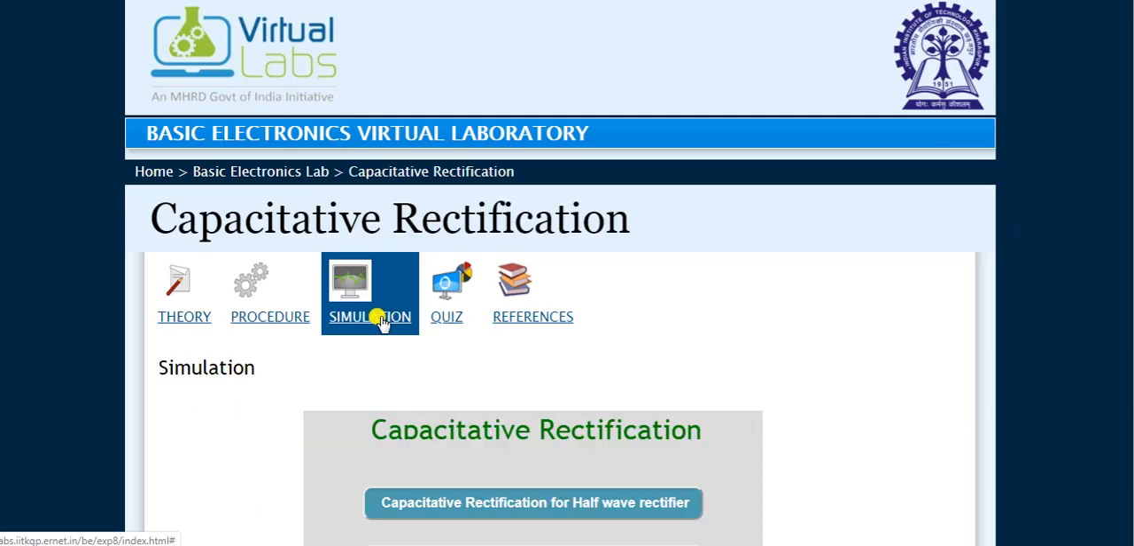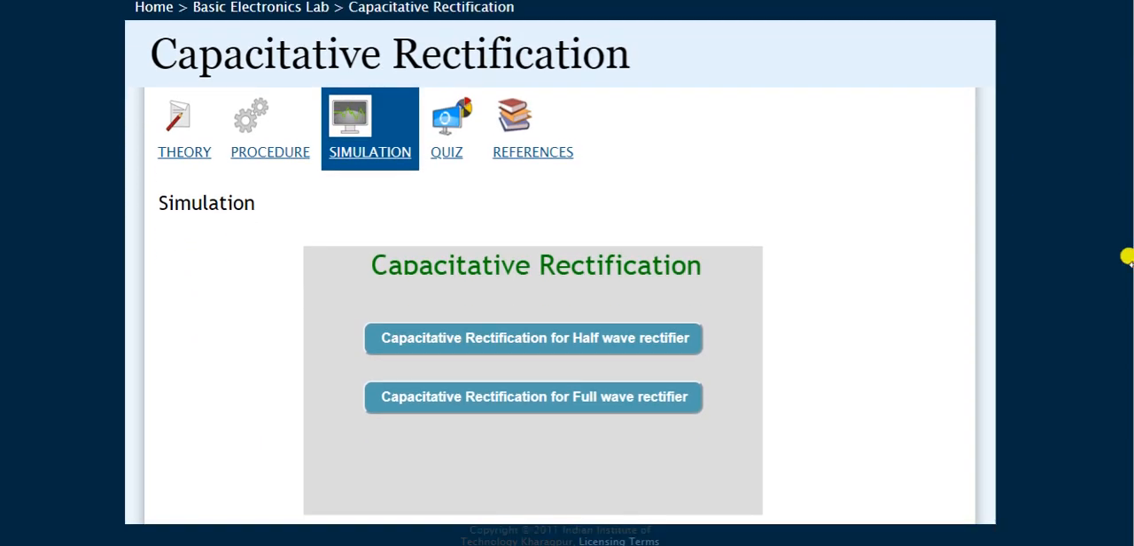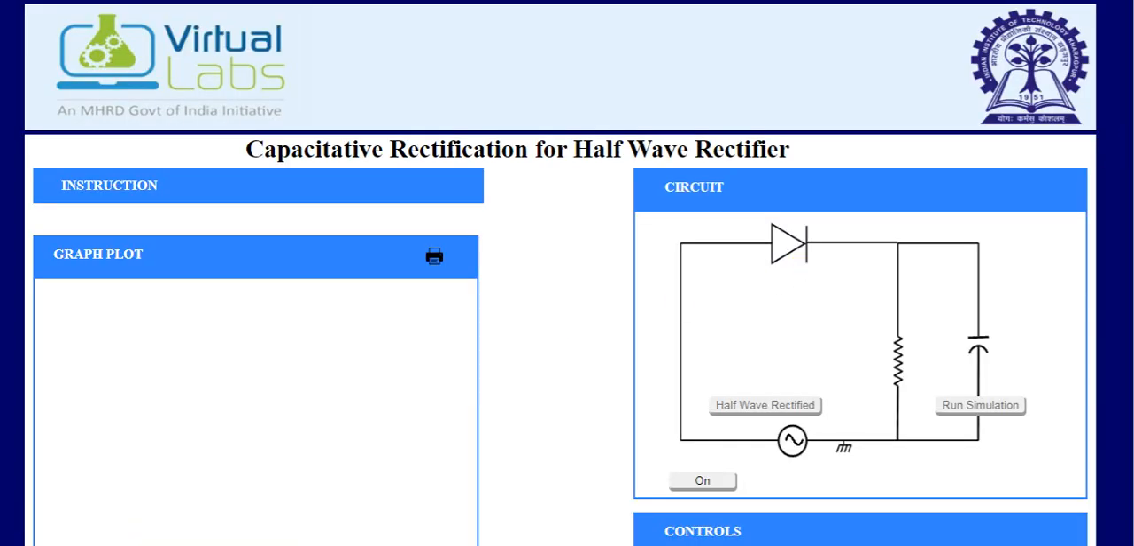By clicking on simulation we will find two experiments. First is capacitive rectification for half wave rectifier, and second is capacitive rectification for full wave rectifier. So first we will see the half wave rectifier with the help of capacitor. This is the capacitor that is connected in parallel with the load resistance, and the output of this half wave rectifier, that is a pulsating DC, is converted into a constant DC with the help of this capacitor.